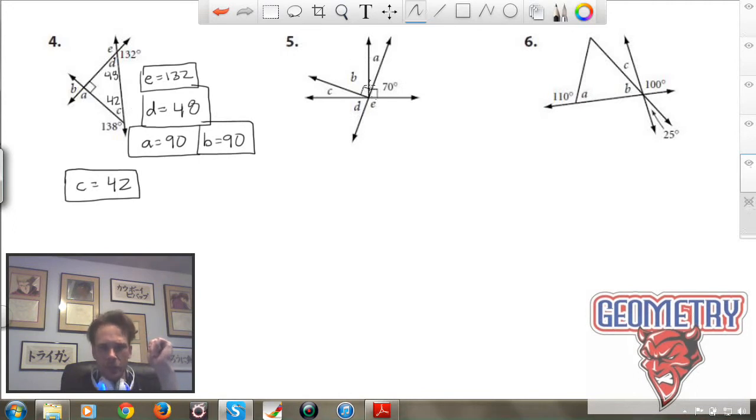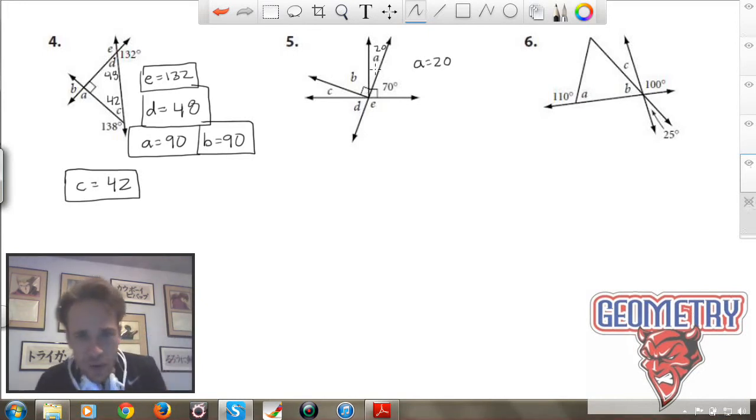Okay, this one's a little bit tricky. We got some overlapping 90-degree angles here, so we got to be a little bit careful. It looks like A and this 70 here are adjacent angles. And they're not only adjacent, but they're complementary because they add up to be this 90 degrees. So A is going to be 20 degrees. Now A is also adjacent to angle B here, and they are also complementary. So that means B is 70 degrees as well.